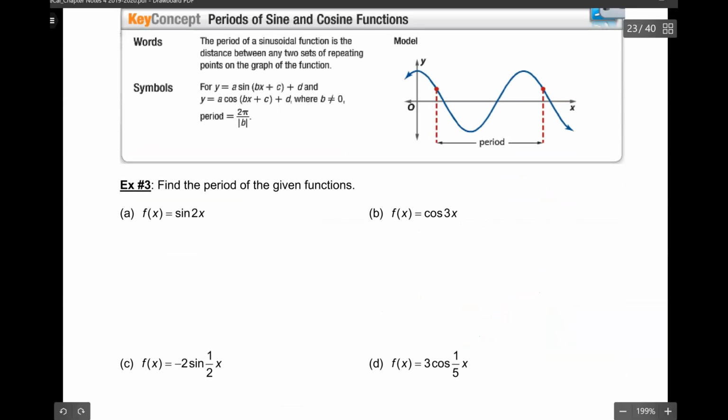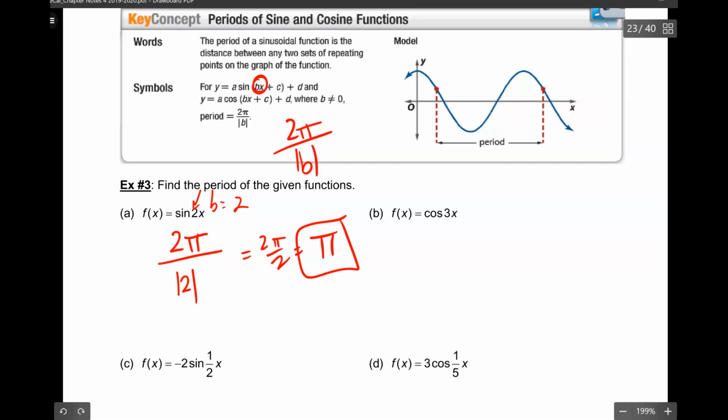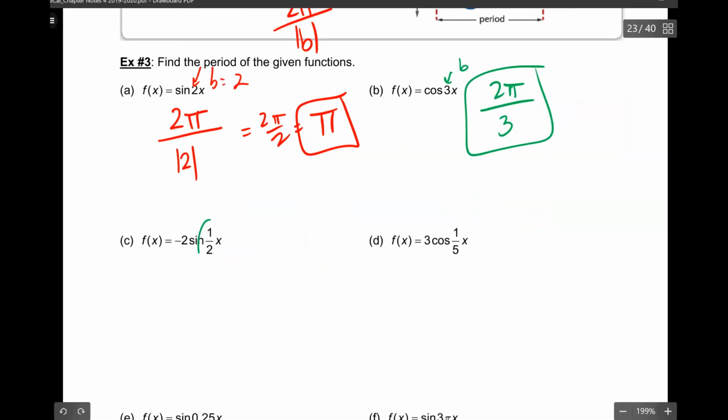All right, so periods. Period is going to be 2 pi over the absolute value of b, and b is the number in front of x. So for example 3, I'm going to take 2 pi over the absolute value of 2, because this is my b. So 2 pi over 2 is just going to be a period of pi. Now, this 3 is going to be my b, so 2 pi over 3 is just going to be 2 pi over 3. Remember, it's the number in front of x, not in front of the whole sine or trig function.